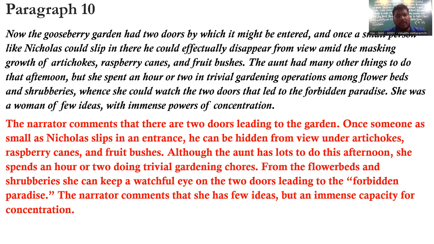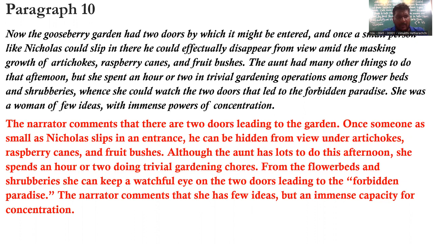Now the gooseberry garden had two doors by which it might be entered, and once a small person like Nicholas could slip in there, he could effectually disappear from view amid the masking growth of artichokes, raspberry canes, and fruit bushes. So the writer has given us a clear description about this gooseberry garden, right?